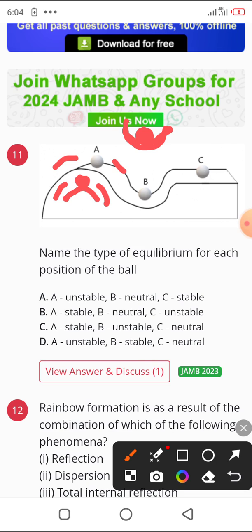So let's come back to the options. We know A is unstable, and B is stable, so option A, which says B neutral, is not the answer. Option B says A is stable, but position A is not stable, so that one is also not the answer. Option C says A is stable, so that is also not the answer. Let's look at option D. A unstable, yes, A is unstable. B stable, yes, B is stable. C neutral, yes, C is neutral. So option D is the answer.